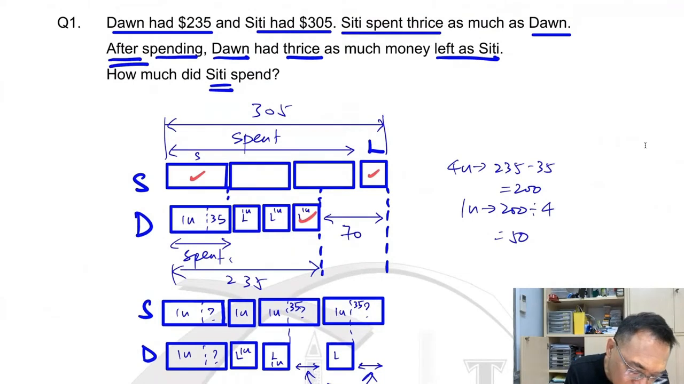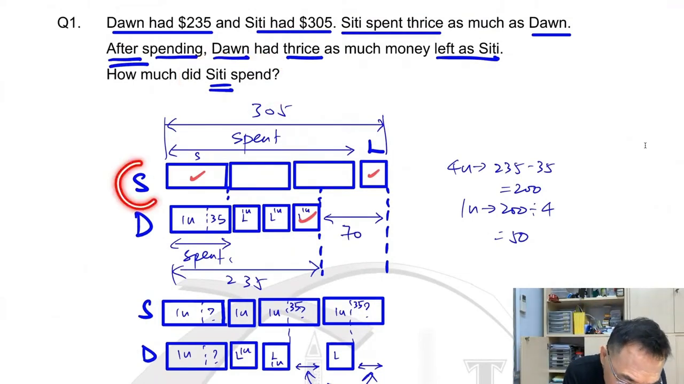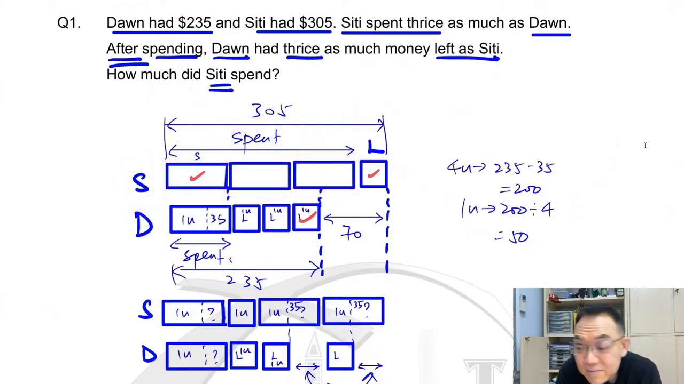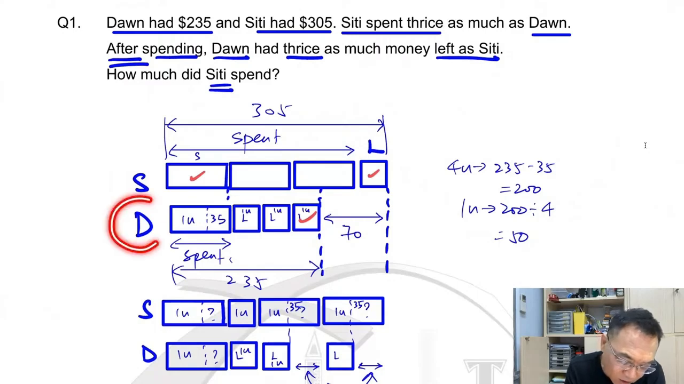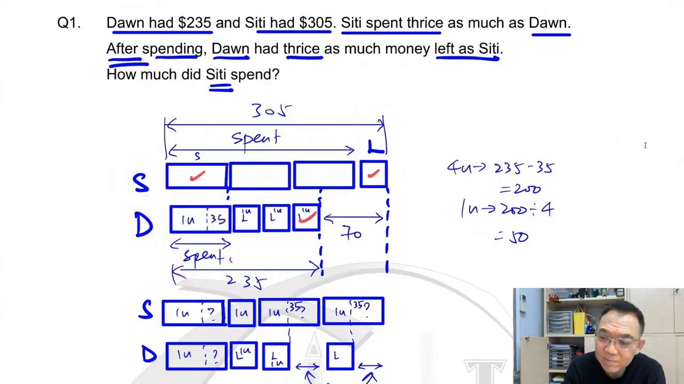The question is, how much did Siti spend? Siti spent this. How much did she spend? No, 85 is not what Siti spent. 85 is what Dawn spent. Dawn spent 85. This is 85. How much did Siti spend? Yes, congratulations. The answer is 255.